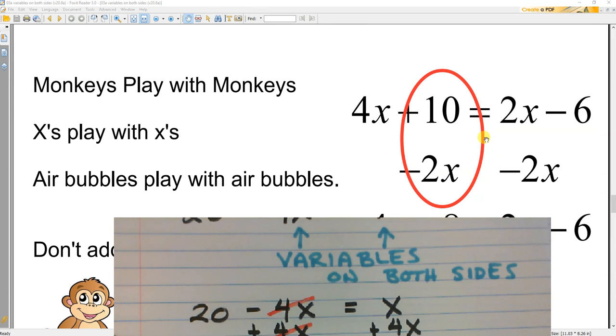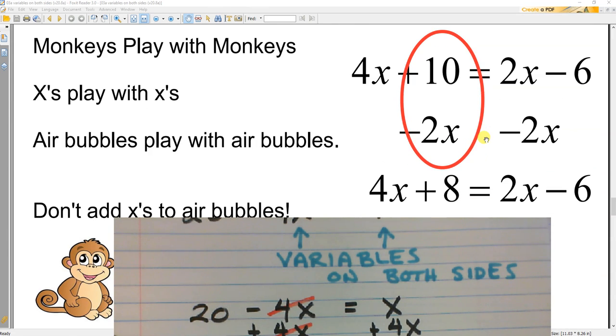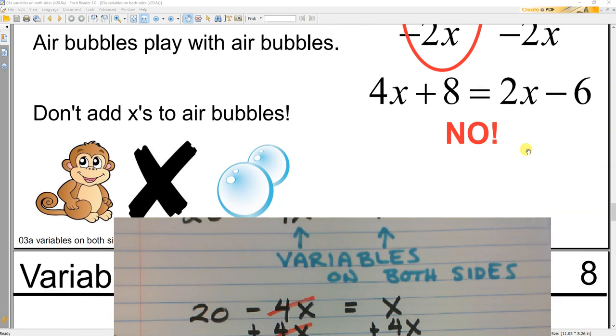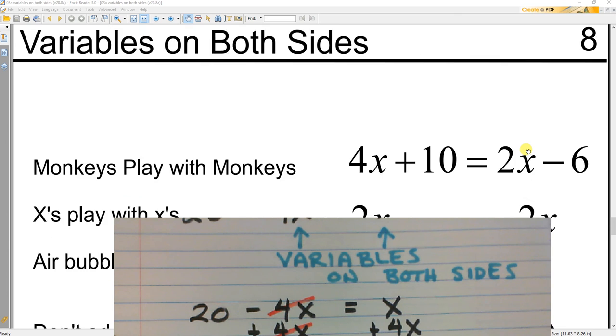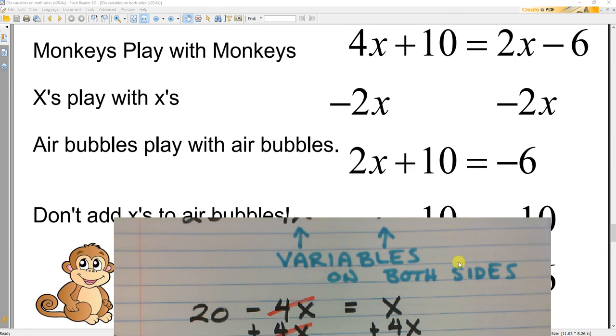Remember that x's play with x's, y's play with y's. So when I have an equation like this, the x, the 10, and the 2x aren't going to play together. The 4x and 2x's play together. So let's actually do this one together. We'll do this in our notes.